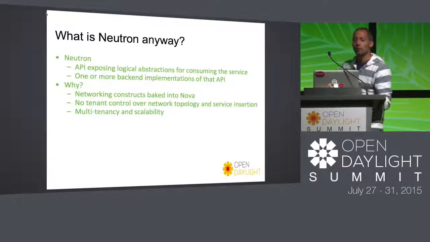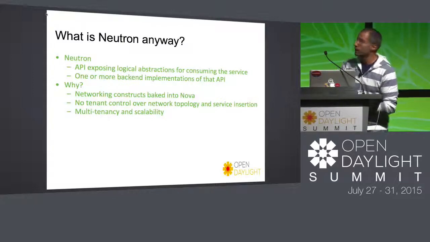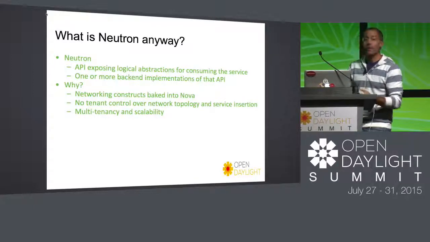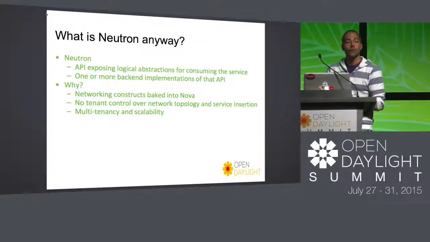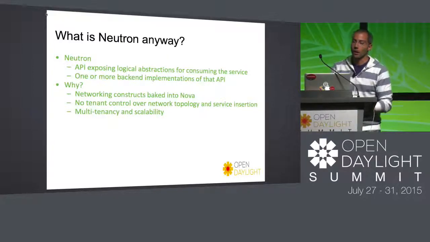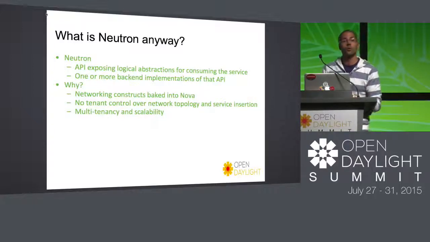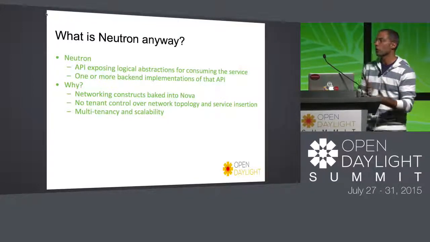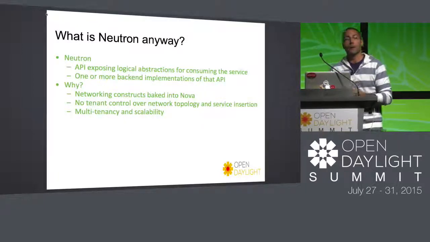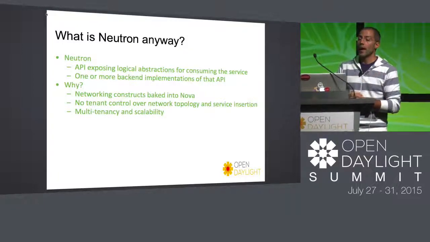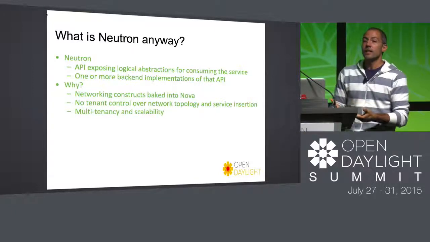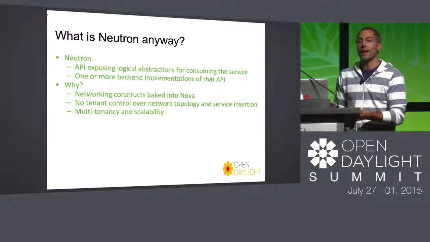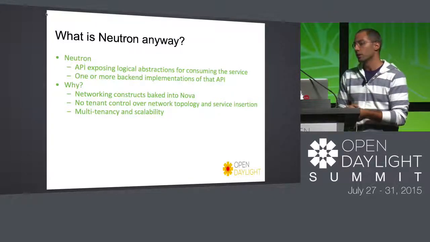And what is Neutron anyway? Neutron is an API primarily whose objective is to model logically physical resources that ultimately are going to be virtualized. So think about physical networking constructs like networks, routers, ports, subnets. They are mapped logically in the Neutron model. And since there are many heterogeneous hardwares out there, you need different backends that implement this logical model.